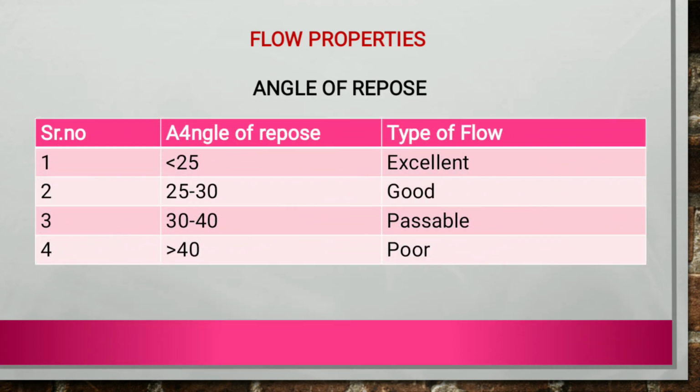This table indicates the various ranges and types of flow. Let me tell you, the angle of repose can range from 0 degrees to 90 degrees. If the angle of repose is less than 25, then it offers an excellent flow. If it is 25 to 30, then it has a good flow. If it is 30 to 40, then it's passable. However, if the angle is above 40, it indicates it has a poor flow.